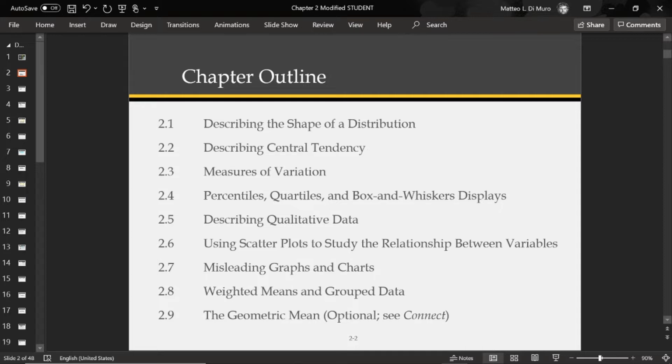And then in 2.7, we're going to see some misleading graphs and charts, kind of the standard things that they like to show in statistics. Look at this chart. It doesn't look good. It's misleading. So that's 2.7. And now that I'm looking at it, 2.8 and 2.9 are sort of optional. So we'll see as we progress through the course if we're going to do anything with those.